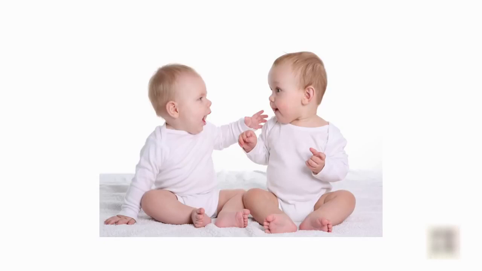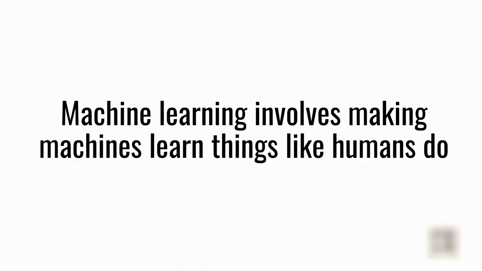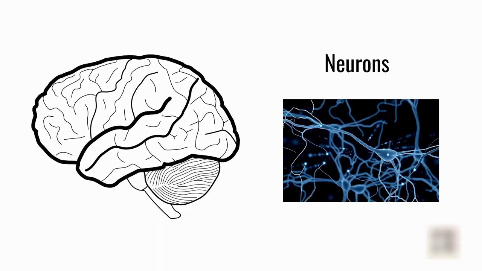So machine learning tries to make computers better at the things where traditionally humans were outperforming machines. And the way we do that is we make machines learn things like humans do. So the question is, why are humans better at driving cars and having a conversation? For that, we need to understand how the human brain works.